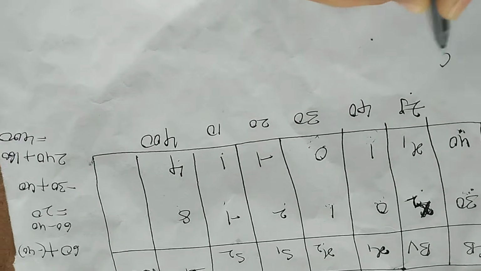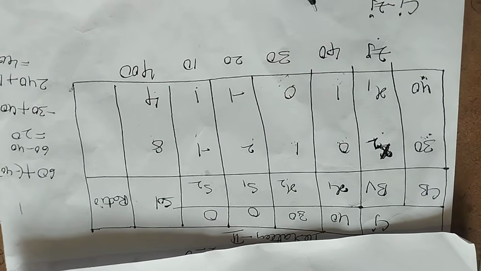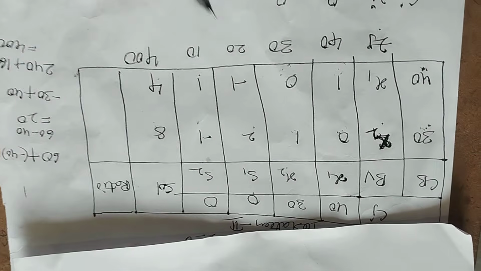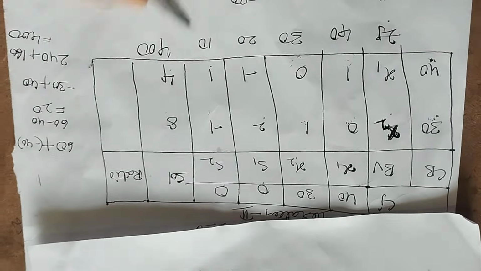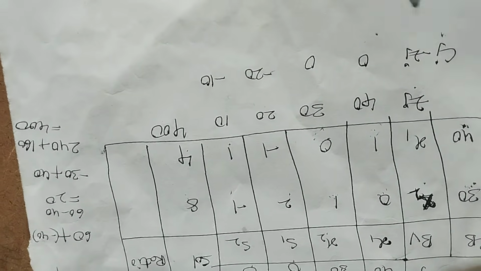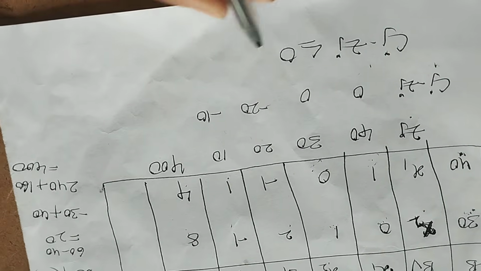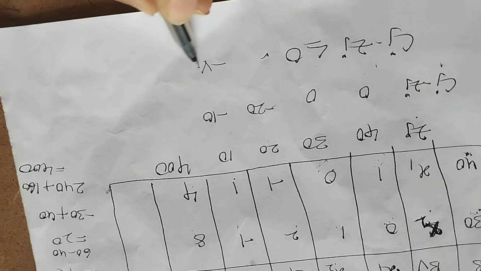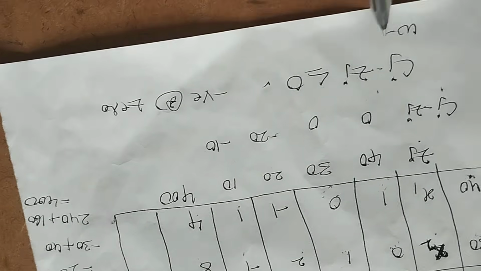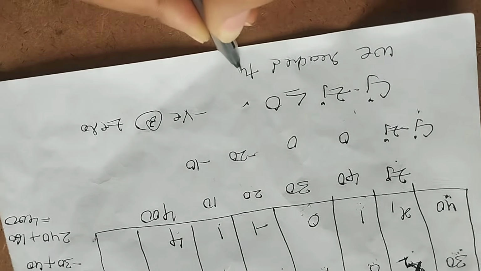Now Cj minus Zj. 40 minus 40, 0. 30 minus 30, 0. 0 minus 20, minus 20. 0 minus 10, minus 10. So here once you observe these Cj minus Zj values, all values are less than or equal to 0. It means they are either negative or 0. So we reached the optimal solution.